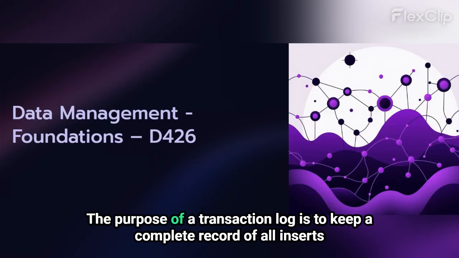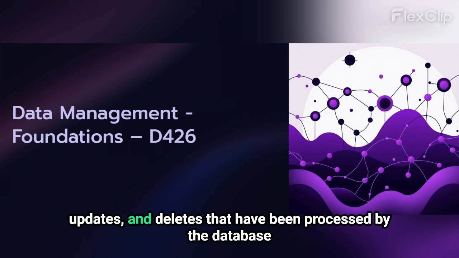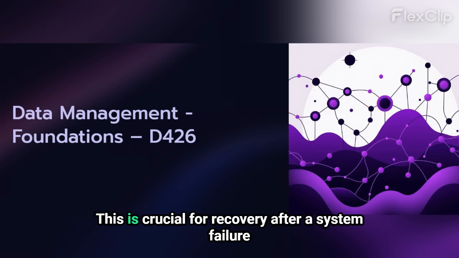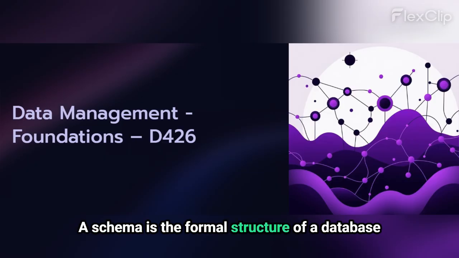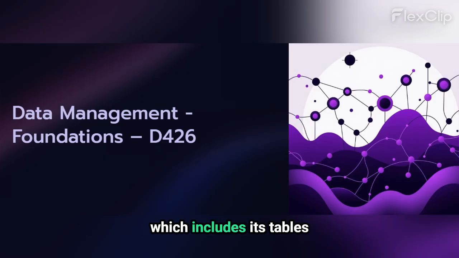What is the purpose of a transaction log? The purpose of a transaction log is to keep a complete record of all inserts, updates, and deletes that have been processed by the database. This is crucial for recovery after a system failure. What is a database schema? A schema is the formal structure of a database, which includes its tables, columns, data types, and keys as specified in SQL.